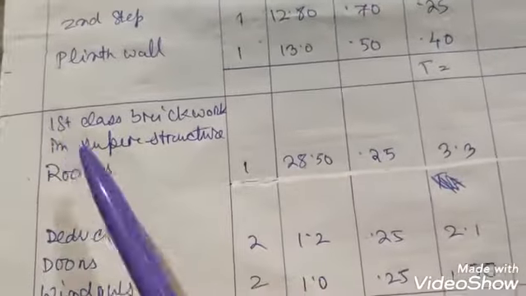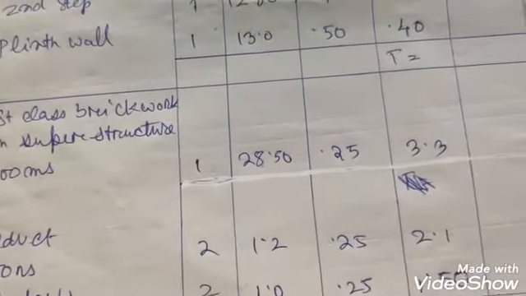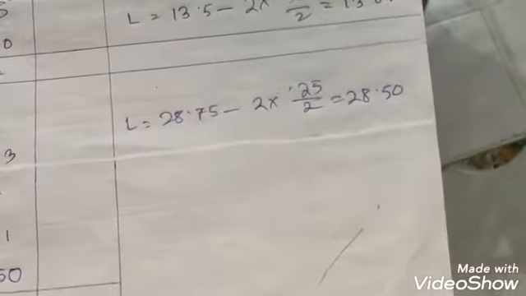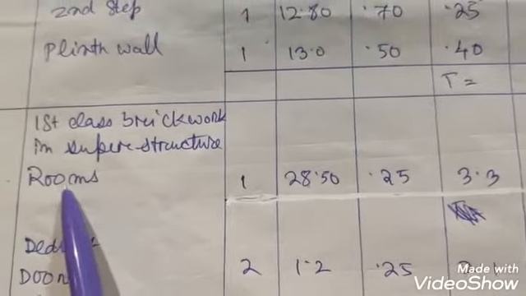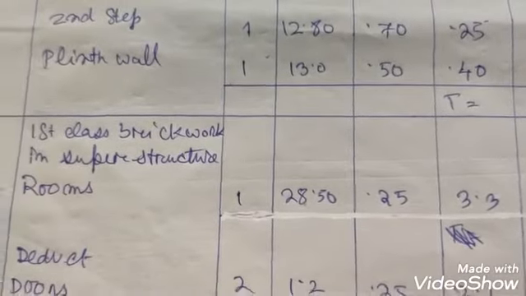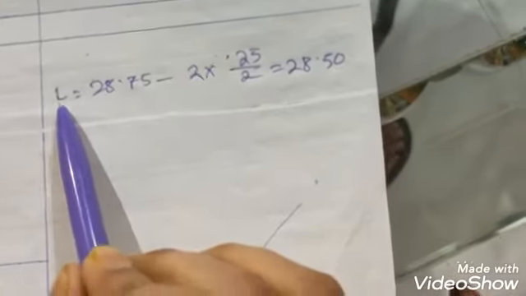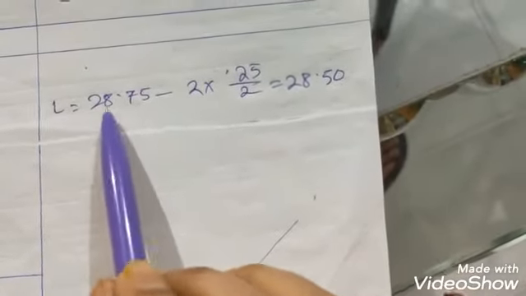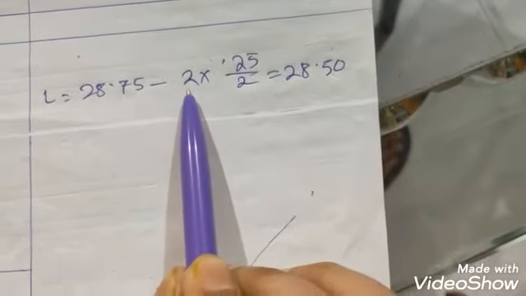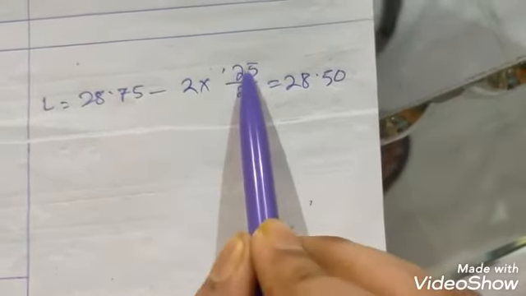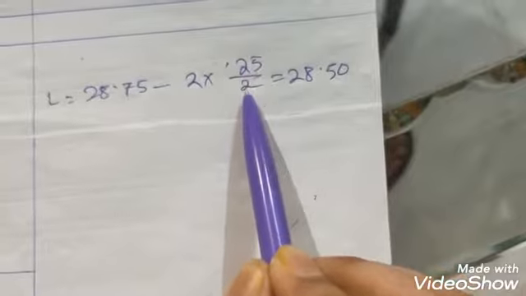The next item comes out to be the first class brickwork in superstructure. Okay, so let us find out the length of the rooms. Here we'll calculate only the rooms because in veranda there are no superstructure walls. So we'll calculate only for the rooms. So the length of the walls of the superstructure, again the formula, center to center length minus number of junction for the rooms into breadth of the superstructure wall divided by 2.